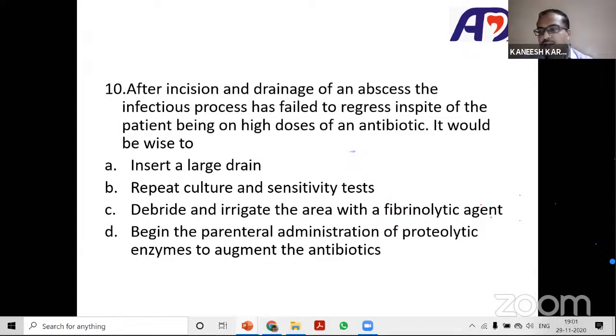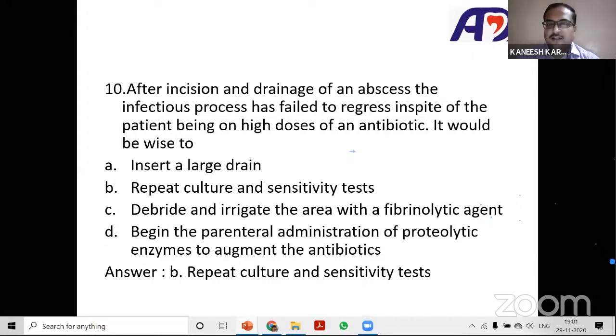If you think logically, it is to repeat the culture and sensitivity tests. There is already incision and drainage done and the infectious process has failed to regress in spite of patient being on high dose of antibiotic. That means this organism has become resistant to that particular antibiotic. The logical choice would be to repeat the culture and sensitivity test.